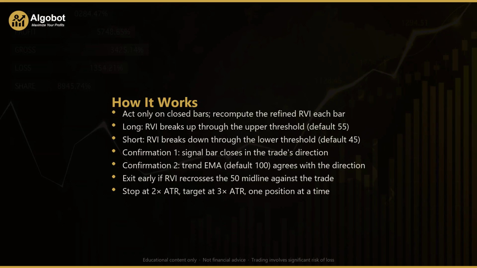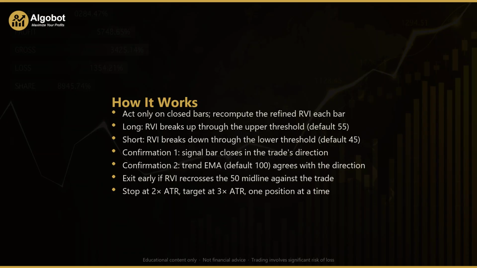First, the signal bar must close in the direction of the trade. For a long, the candle must close above its open, showing that price actually committed upward, not just that volatility flickered. Second, a slow trend filter, an exponential moving average with a default period of 100, must agree. The expert advisor only takes the long when price closes above that moving average, and only takes the short when price closes below it. This keeps every trade aligned with the prevailing drift instead of fighting it. So a complete long setup needs three things at once: the RVI breaking up through the upper band, a bullish closing bar, and price above the trend average. The short setup is the mirror image.